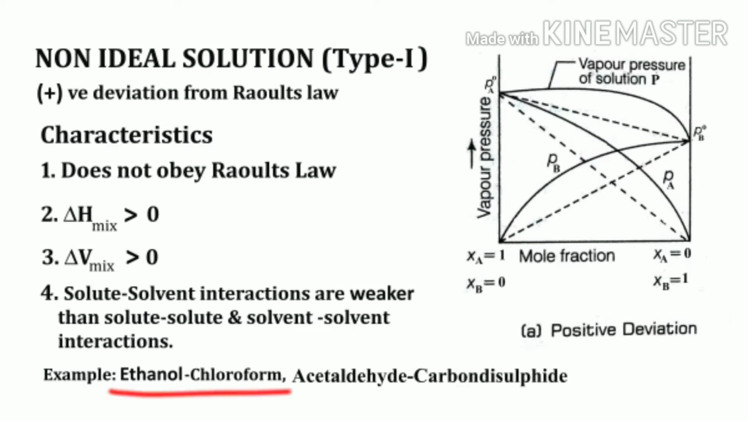Let us consider the example of a mixture of ethanol and chloroform. In this mixture, there will be no interaction between the molecules of ethanol and chloroform. That means the interaction between the solute and solvent is weaker. As a result, more number of molecules will escape into the vapor phase, and the solution will exhibit higher vapor pressure. Therefore, the vapor pressure of such a solution is higher than that predicted by Raoult's law.